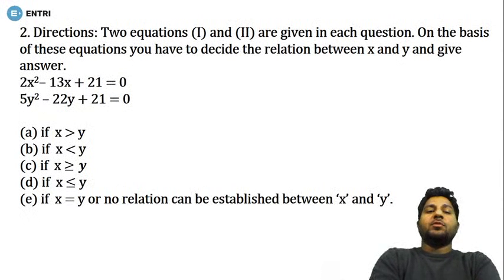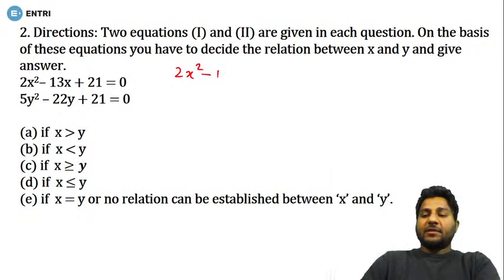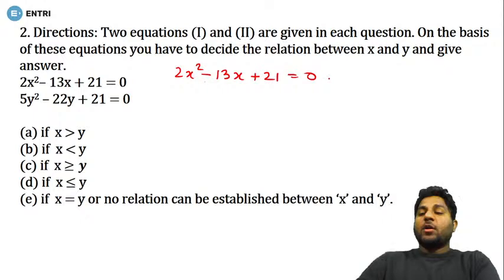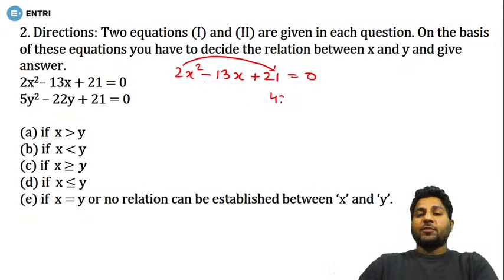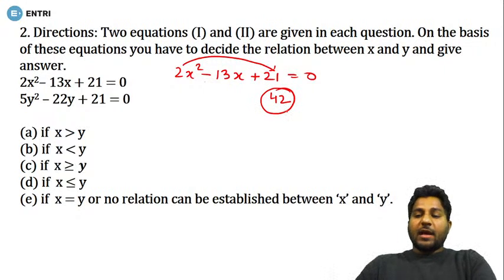Now tell me who will tell me the answer of this question first. Look at this. 2x square minus 13x plus 21 is equal to 0. And we knew that whenever we get minus and plus, we will be always getting both the roots in terms of positive. So first we need to multiply this 2 into 21, and that makes 42. And after doing the factors of 42, we will be getting 6 and 7.